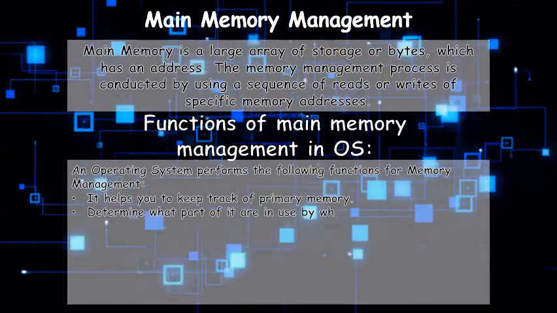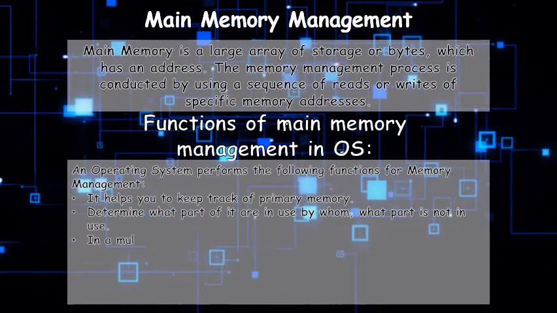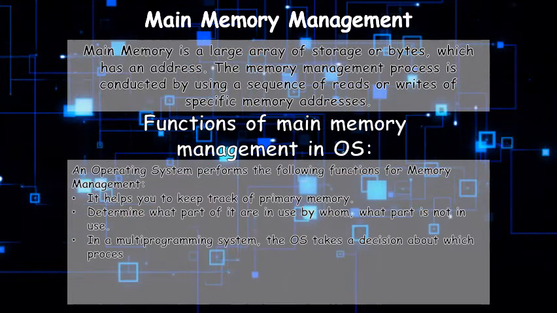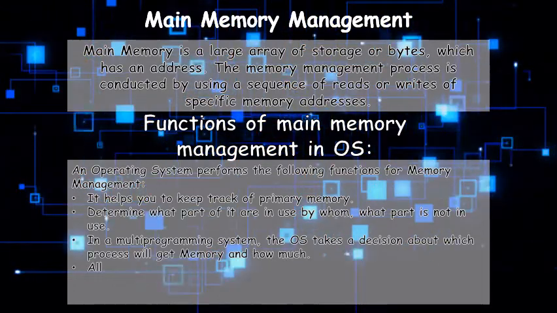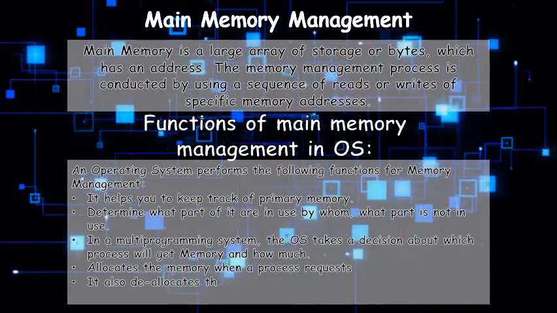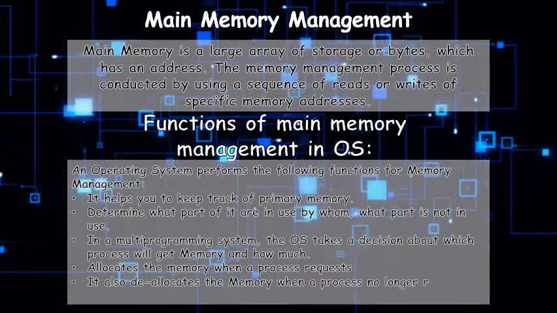It determines what parts of it are in use and by whom, and what parts are not in use. In a multi-programming system, the OS decides which process will get memory and how much. It allocates the memory when a process requests it. It also deallocates the memory when a process no longer requires it or has been terminated.